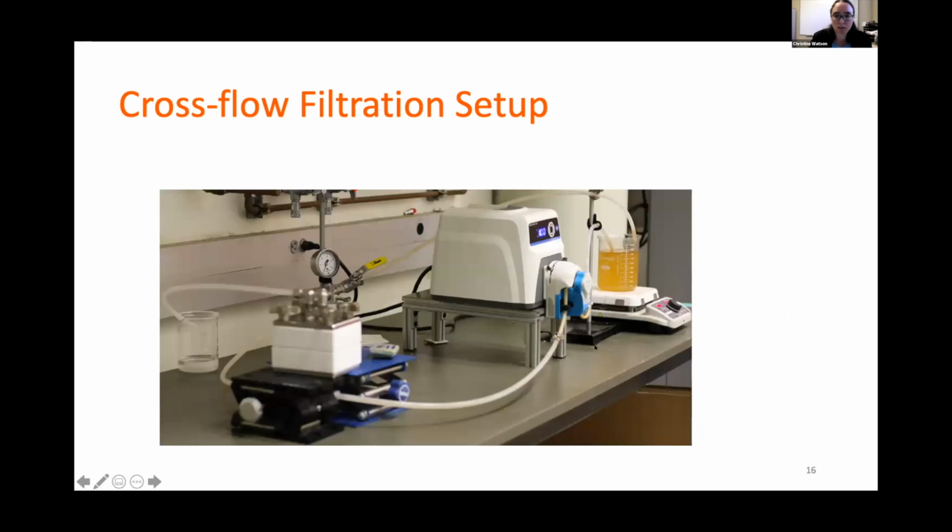This is an image of the actual crossflow setup in the lab. This is our produced water, which flows here to this Masterflex peristaltic pump. That flows down to this crossflow cell, which is here. It has a port in the top that goes to the permeate tank here, and then another port for the retentate, which goes to the pressure gauge and the pressure valve, and then comes back to the feed tank.